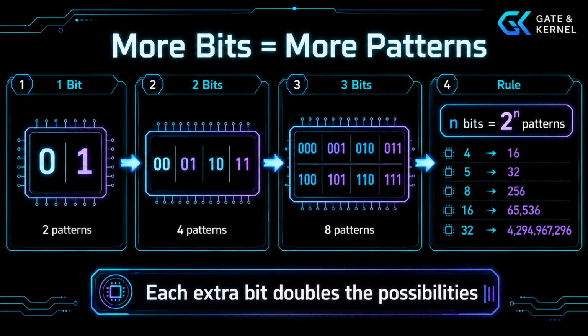Chapter 4. More bits create more possible patterns. One bit gives two possible patterns. 2 bits give 4. 3 bits give 8. Every additional bit doubles the number of possible patterns. The rule is simple: n bits can create 2 to the power of n patterns. 5 bits give 32 patterns. 8 bits give 256. 16 bits give 65,536. 32 bits give more than 4 billion. This relationship appears everywhere in computing.